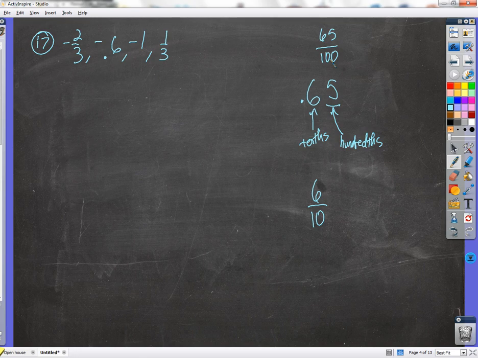Okay. And what's the next position? Thousandths. So likewise, if we had something there, it'd be 653 over 1,000. That's how many thousands there are. Okay. What's the next position? What's that? 10 thousandths. 100 thousandths.